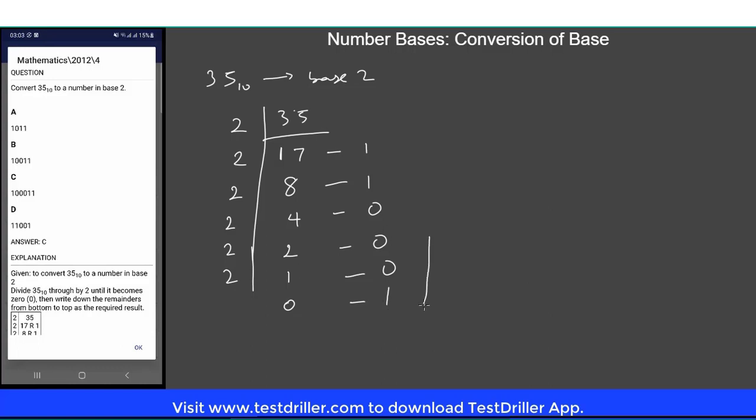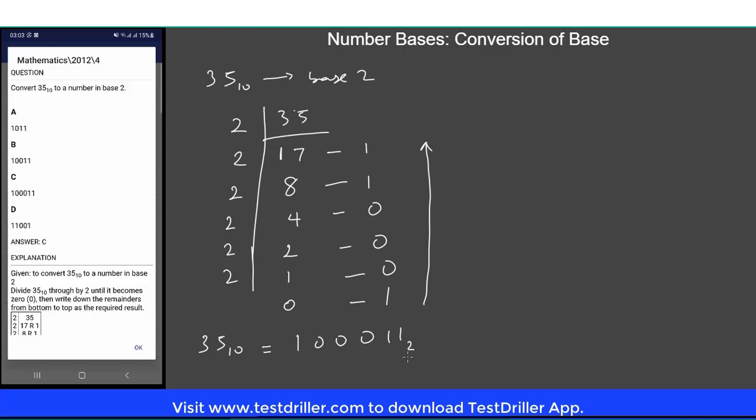So you move from the bottom to the top. And that will give you 35 in base 10 is equal to 100011 in base 2. And in this case, the answer is C. So option C is the correct answer. So that's how you convert from base 10 to base 2.